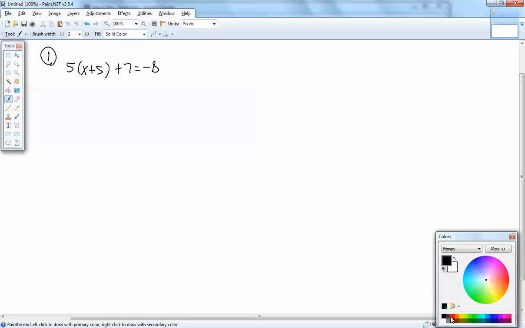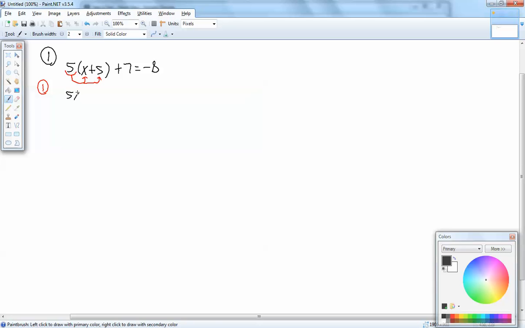Okay, we're going to go through our 4 steps. Our first step for solving a linear equation is to get rid of parentheses. So what tells me to use the distributive property is I've got a number right next to parentheses like that, and we've got 2 terms inside here. So we're going to use the distributive property. We're going to take 5 times x and 5 times 5.